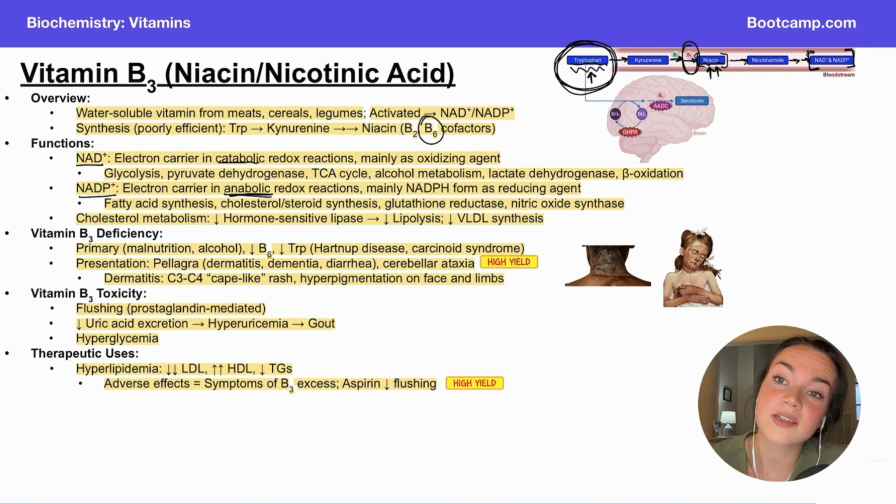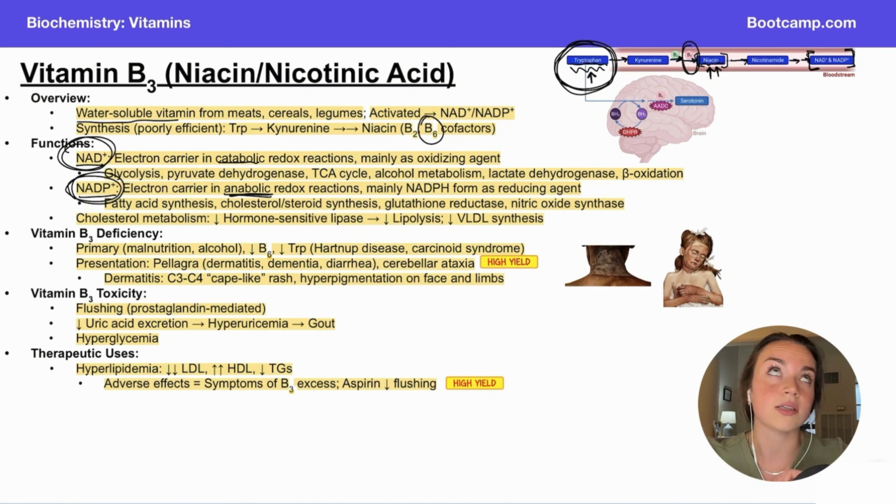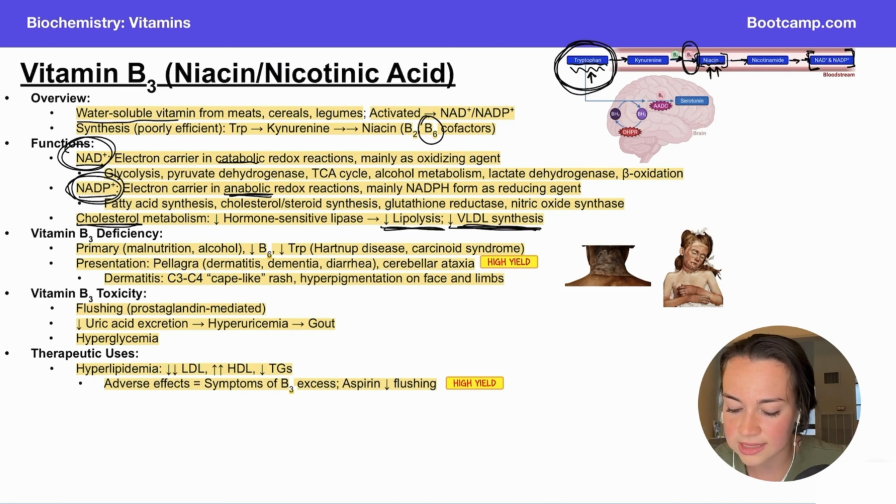So let's wrap this up. This has been a review of niacin, which is one of our water-soluble vitamins. And niacin gets metabolized into NAD+ and NADP+, which are powerful electron carriers across a whole array of redox reactions in the body, both anabolic and catabolic. Niacin is also involved in cholesterol metabolism via its ability to decrease lipolysis and VLDL synthesis.